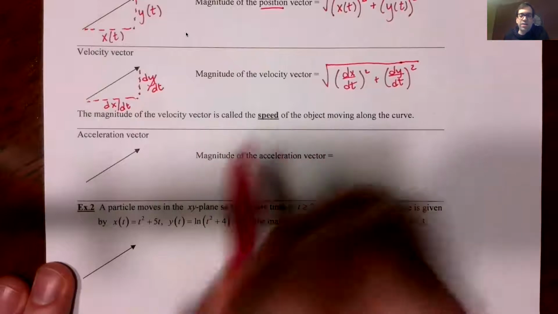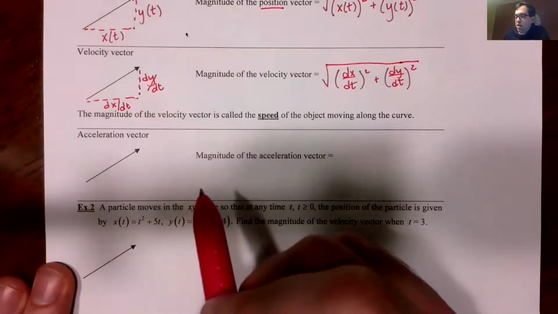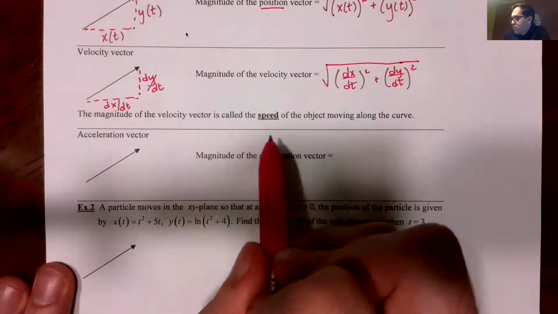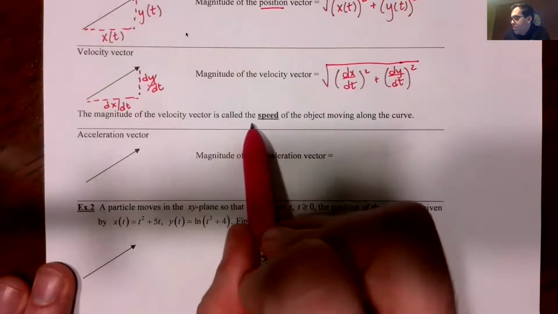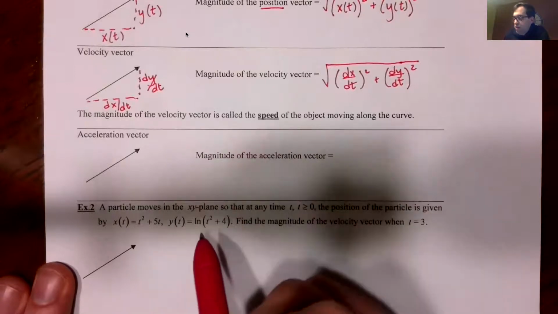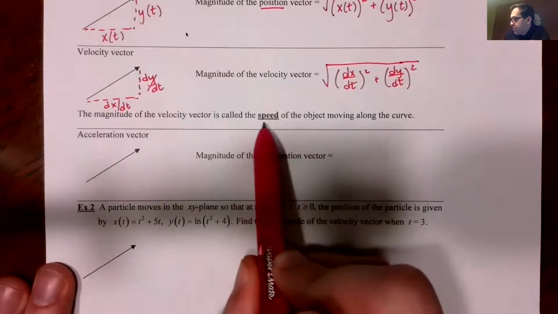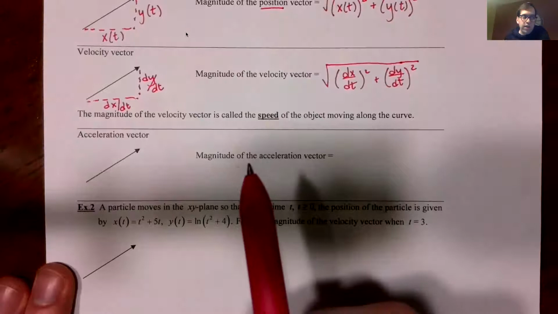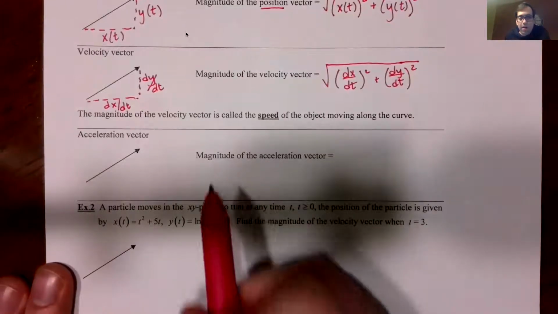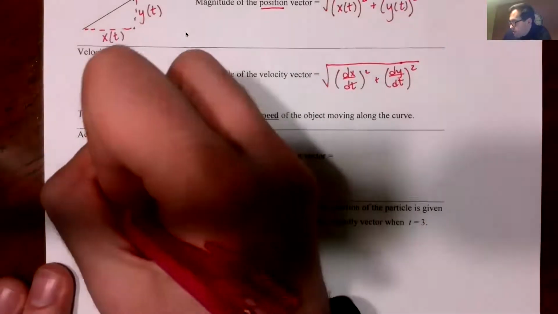The magnitude of the velocity vector is called the speed of the object moving along the curve. So it's just kind of like if you're driving your car or riding a bike, or even just walking, right? You can have a certain speed in your car that would be on your dashboard, but that's not going to tell you what direction you're moving in. You'd have to look at the compass for that part.